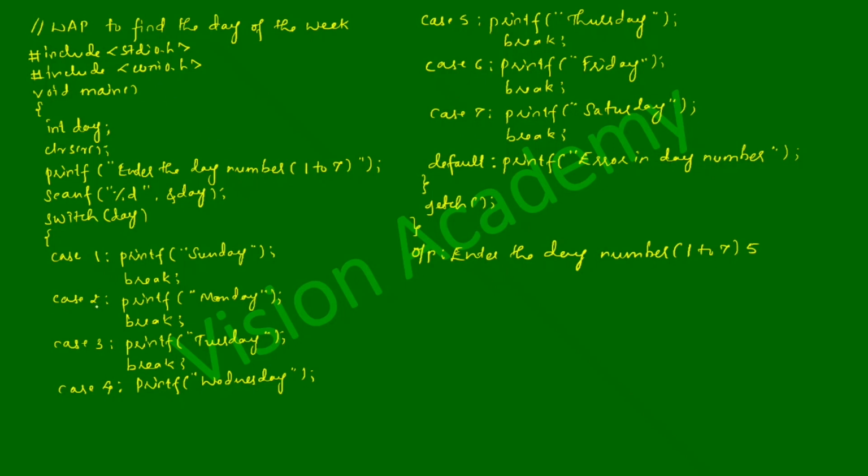It is going to check with case label 2. So here 2 is not equal to 5. Hence, the second case also will not get executed. So third one, it will be checked. Third is not matching with 5. So 4 is not matching with 5. Here you can see case label 5 is equal to 5. So hence it is going to print Thursday.